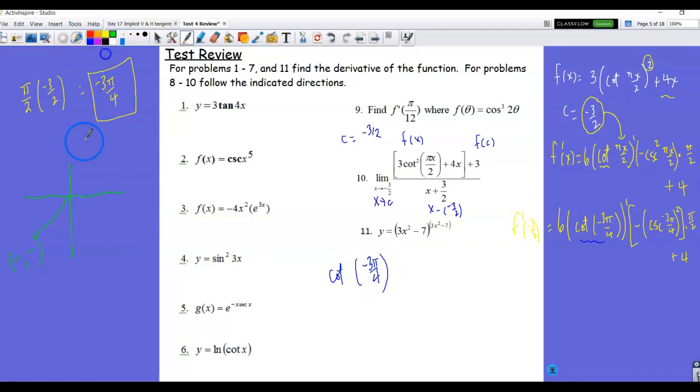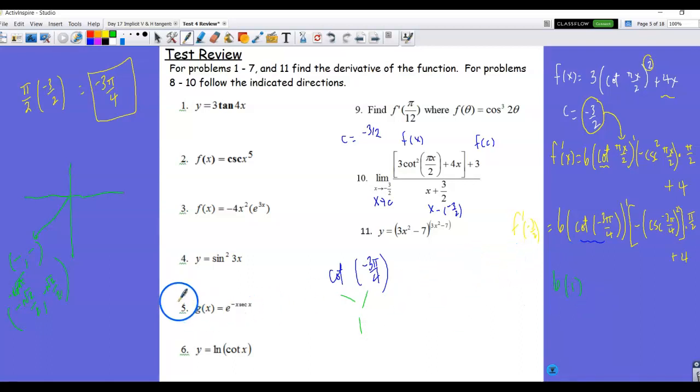Since we are in the third quadrant, and we have the pi over 4 family, the cosine is negative root 2 over 2, and the sine is negative root 2 over 2. Those are our values for the pi over 4 family. So the cotangent of negative 3 pi over 4 is 1. So that's just going to turn into 6 times 1. So that was pretty easy.